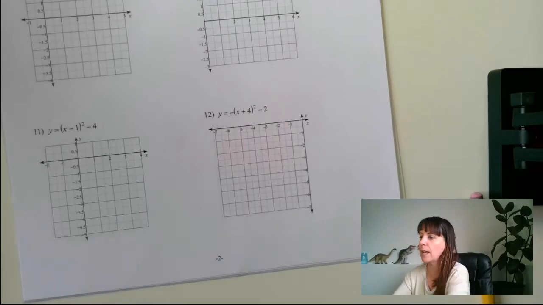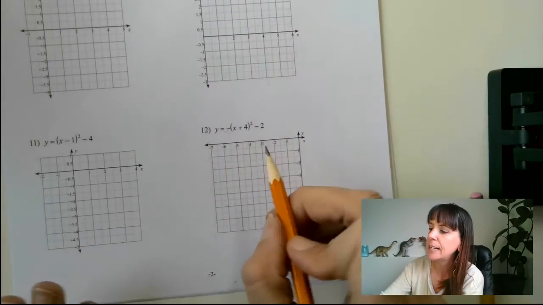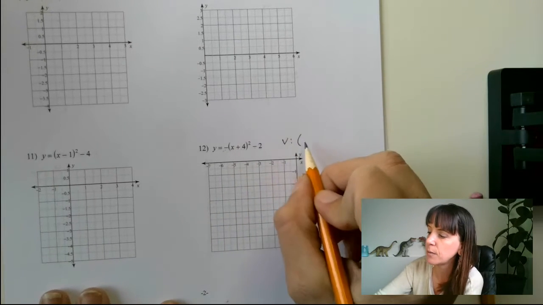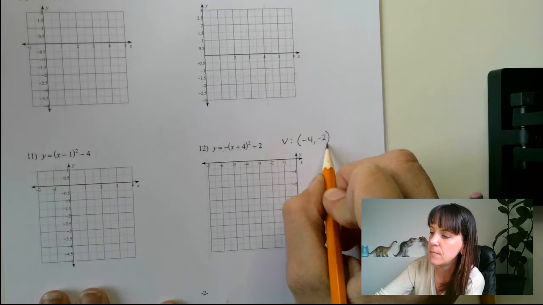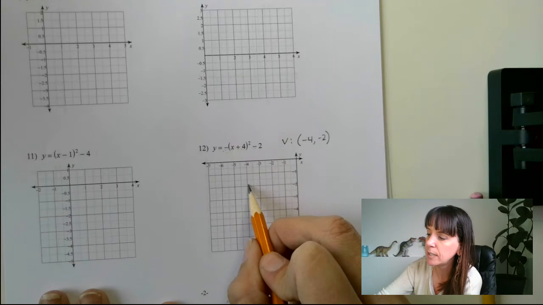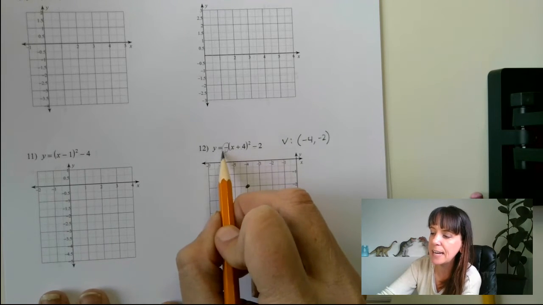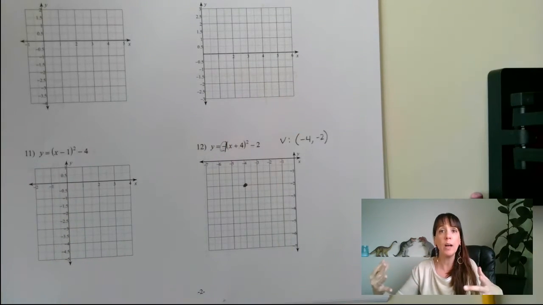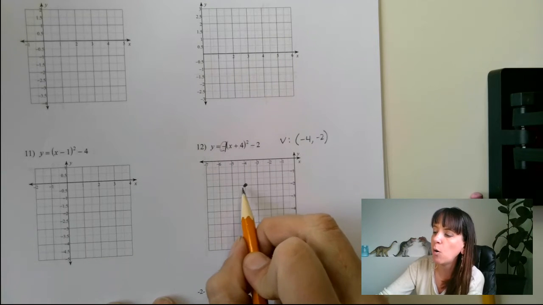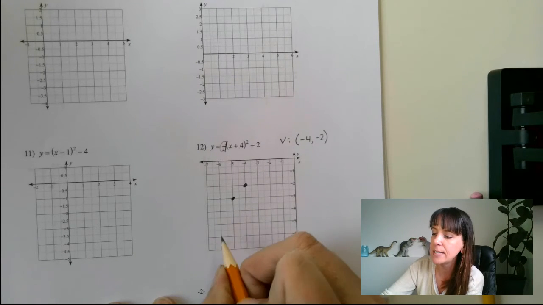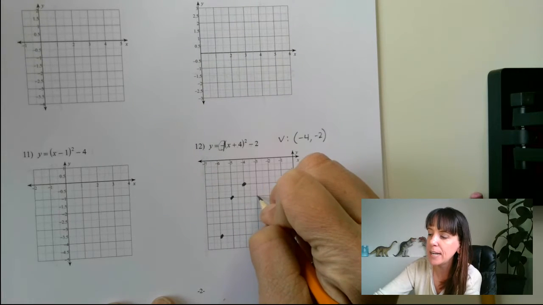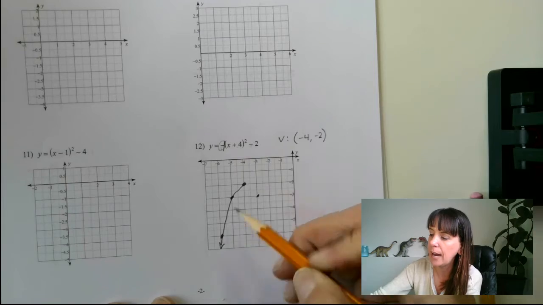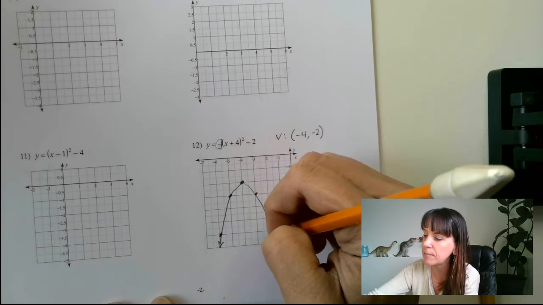Okay, so taking a look at this guy, our vertex is going to be opposite this, regular this. So -4, -2. So we go over -4, we go down -2. Now, because this is a negative, it's going to be opening downwards. It's a -1, and so since it's 1, it's going to be our base pattern. We're going to go over 1, down 1, over 1, down 3. And there we have it. Bam, that's all that negative means, we're flipping upside down.